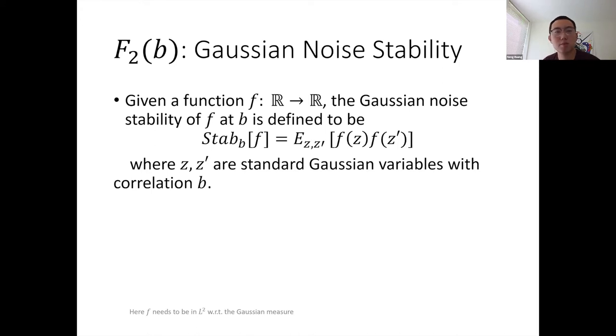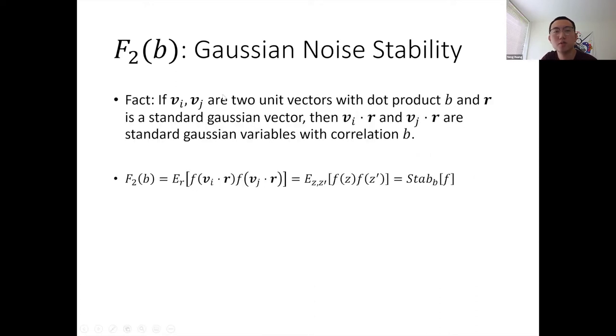It's the same as the Gaussian noise stability function. Given a function f, the Gaussian noise stability of f at b is defined to be the expected value of f of z times f of z prime, where z and z prime are standard Gaussian variables with correlation b. As you can see, this expression is very similar to our definition of f2.